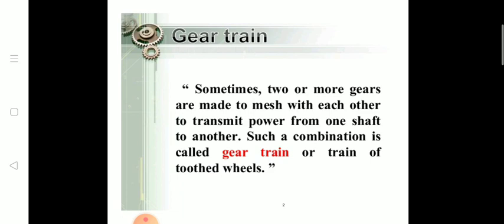Now we are going to study the gear train. In a gear train, more than two gears are meshed with each other to transmit power from one shaft to another shaft. Sometimes two or more gears are made to mesh with each other to transmit power from one shaft to another. Such a combination is called a gear train, or a train of toothed wheels.